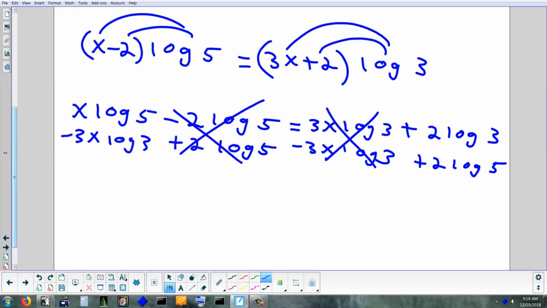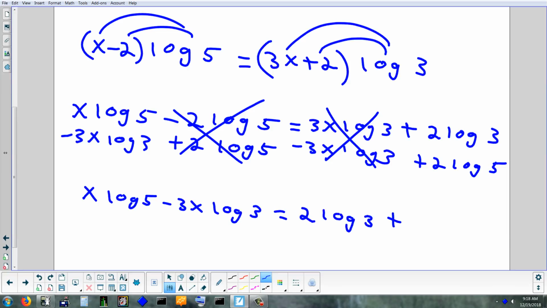And don't try to get creative or fancy. There's nothing you can do, we just pretty much are going to write exactly what we have. I'm just going to clean it up a little bit. So I have x log 5 minus 3x log 3. Can't do anything with that. On the other side, we got 2 log 3 plus 2 log 5. Again, you can't do anything with that either.